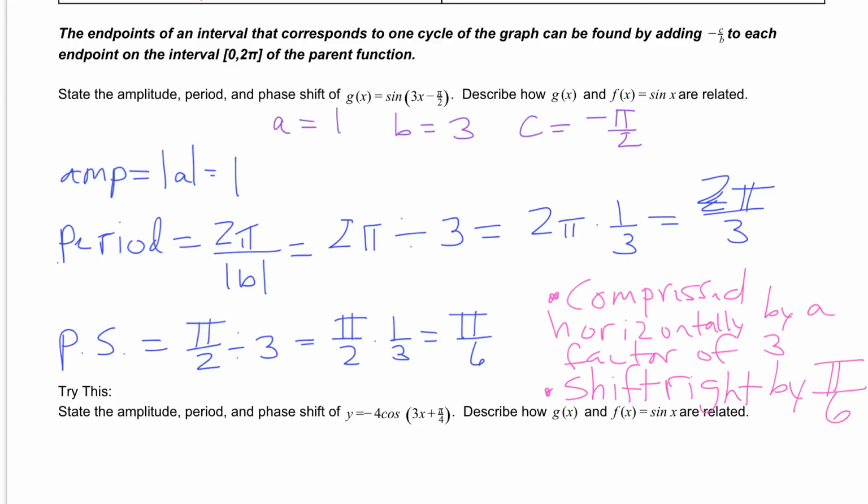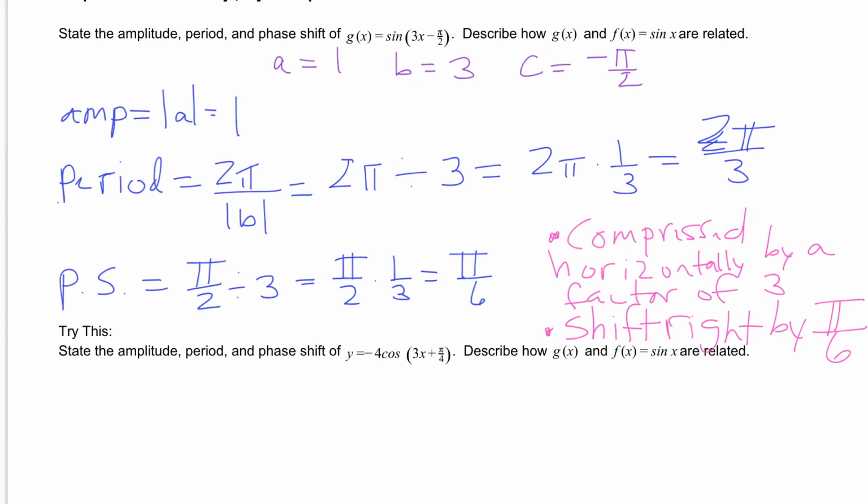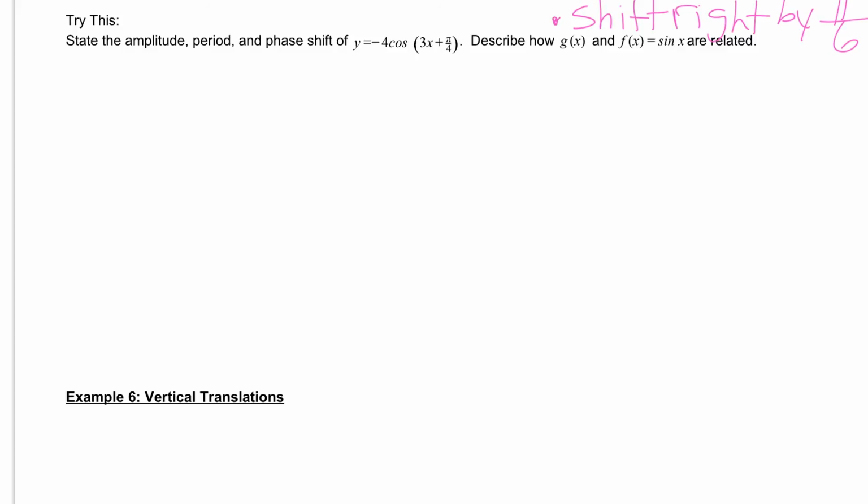Next, I'd like you to do the try this. So take a look at the try this, so you can go ahead, pause it now, and unpause it when you are ready to check your answer.